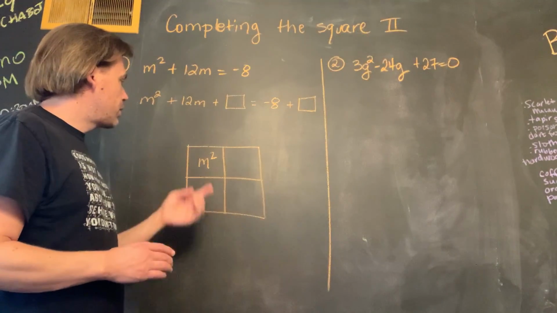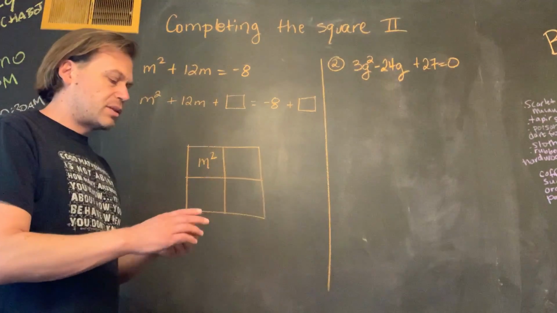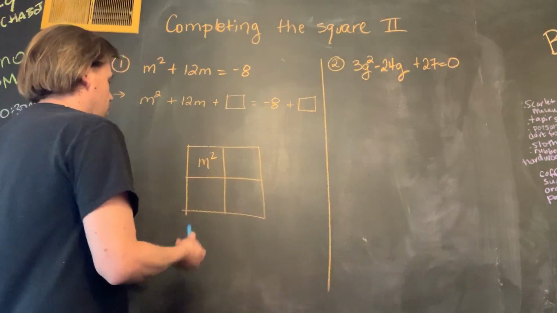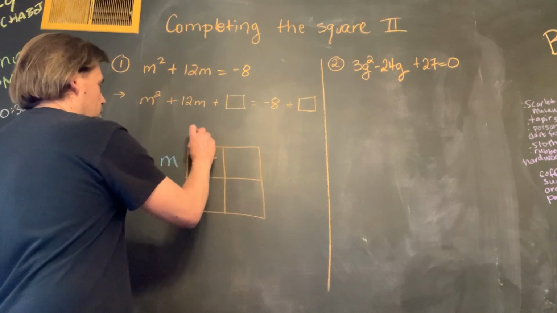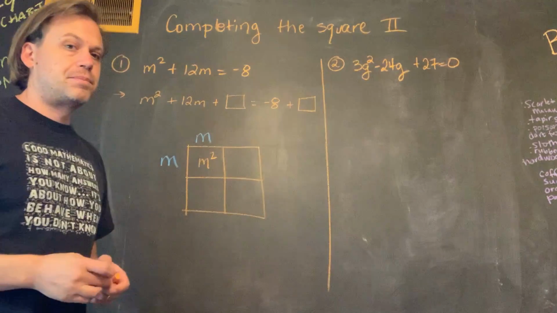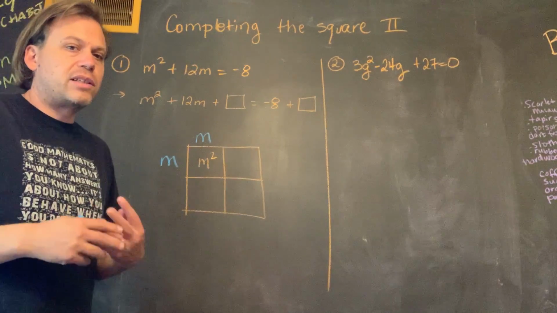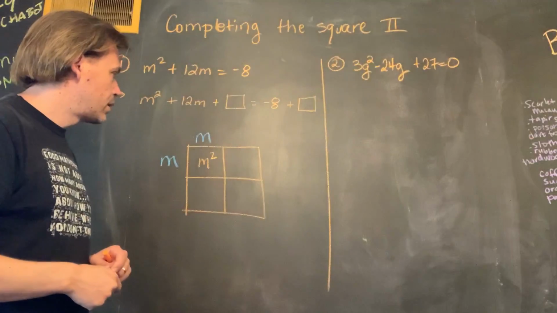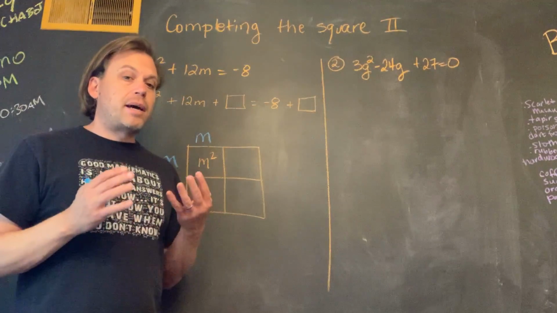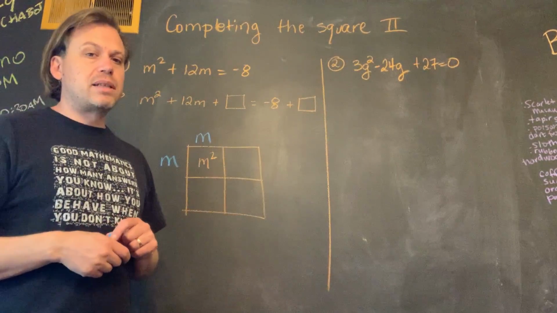What we do know is that the two things to multiply to give us m squared are m and m. So I can fill that in. I'm just going to try to fill in as much of this box as I can. And I'm trying to make this a perfect square. That's why it's called completing the square.